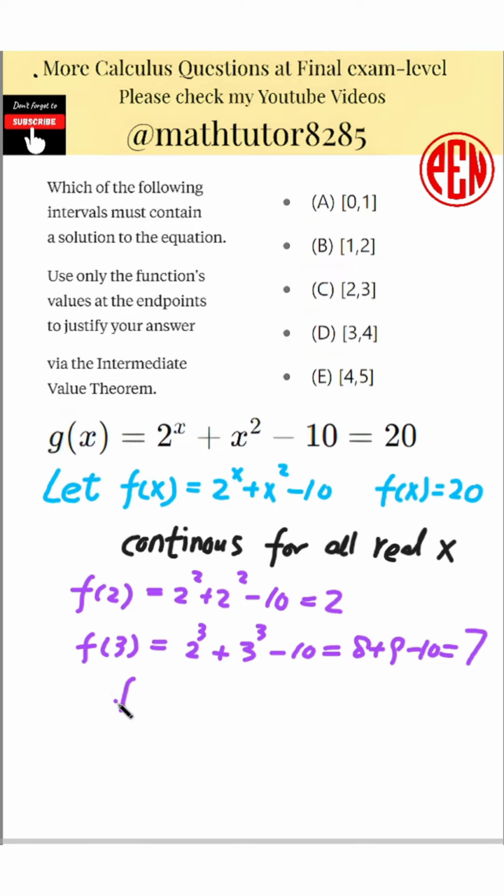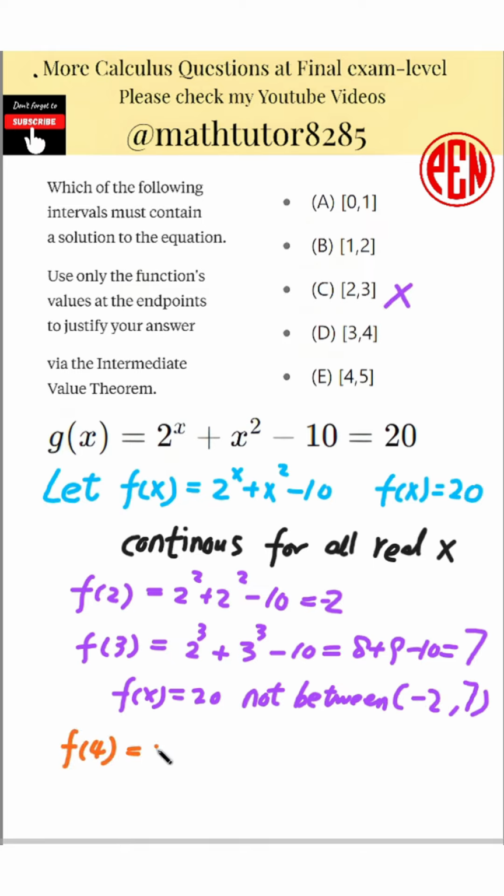Now we observe. Negative 2 is less than 20. 7 is also less than 20. So 20 is not between the values at the endpoints. Therefore, this interval does not contain a solution. Next step is to check the interval from 4 to 5.